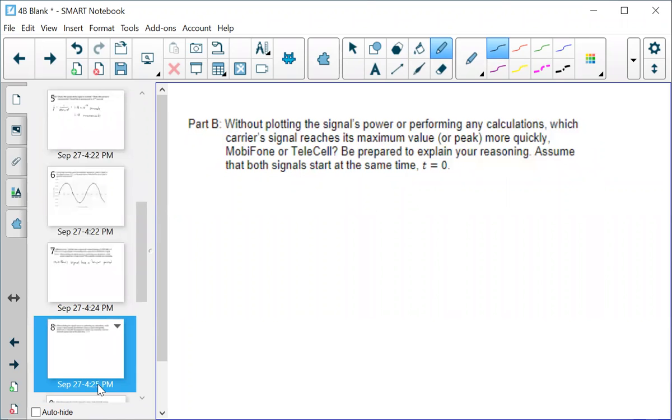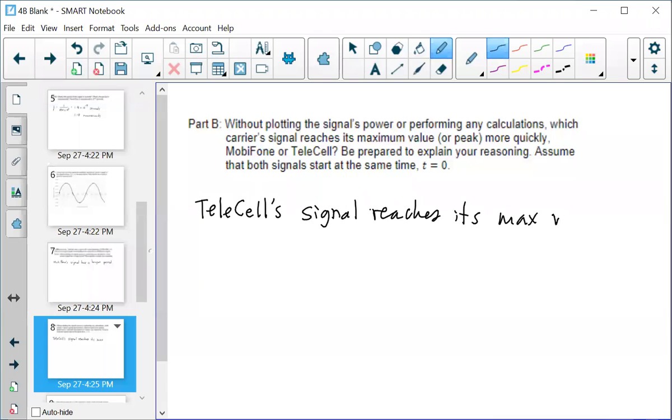Part B, without plotting the signal's power or performing any calculations, which carrier signal reaches its maximum value or peak more quickly, Mobiphone or Telecell? Well, here, Telecell's signal reaches its max value more quickly.